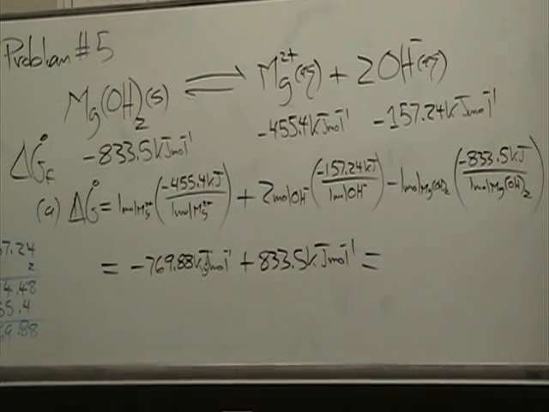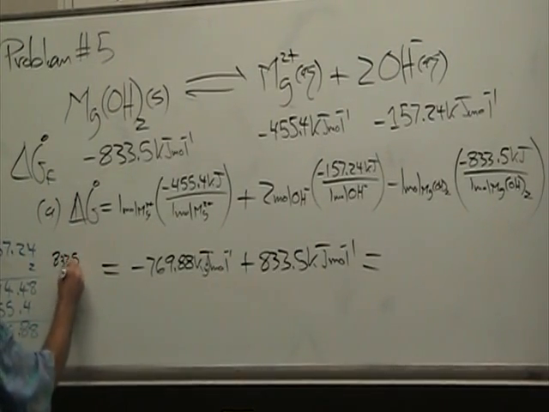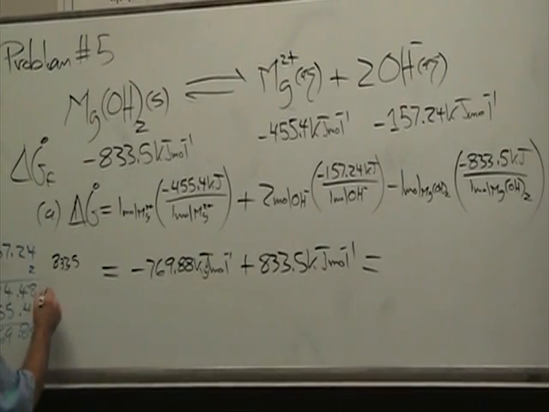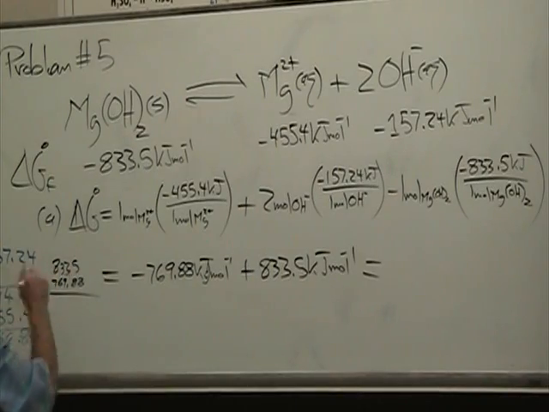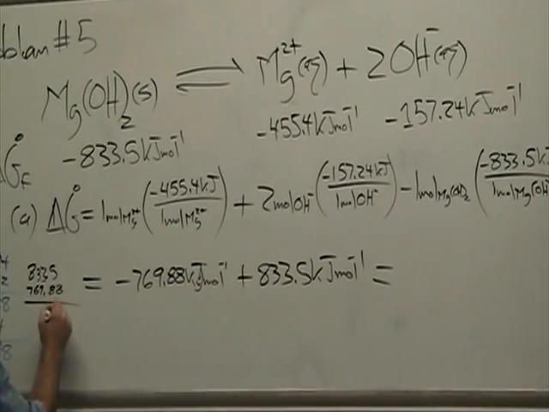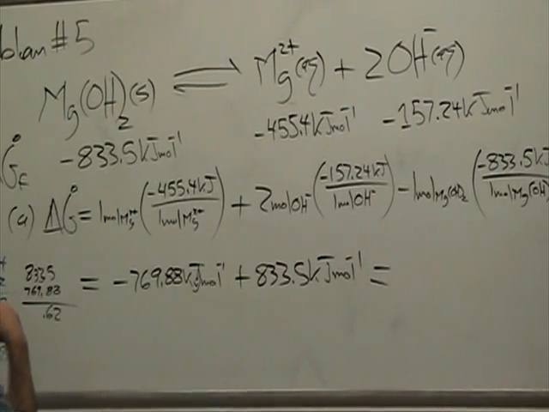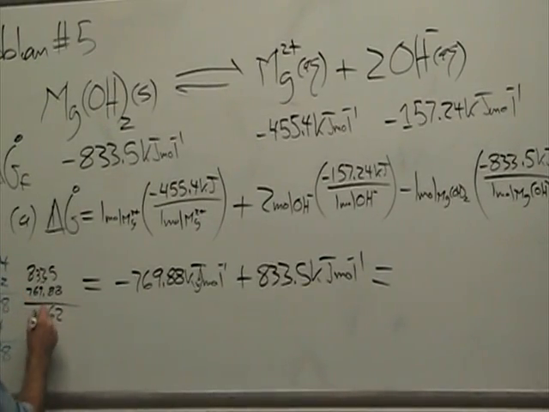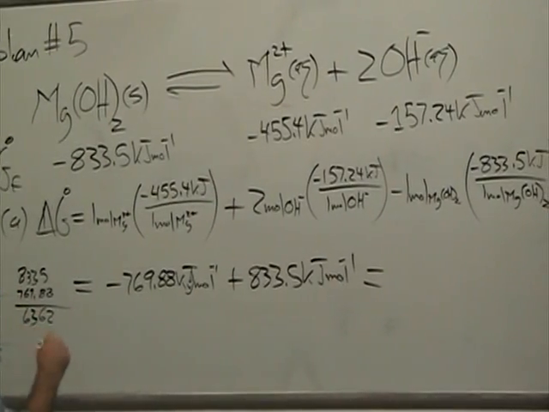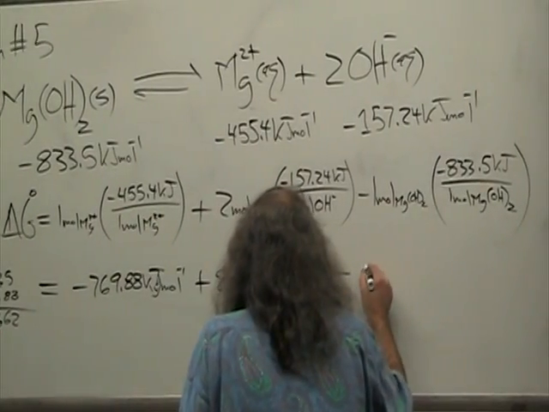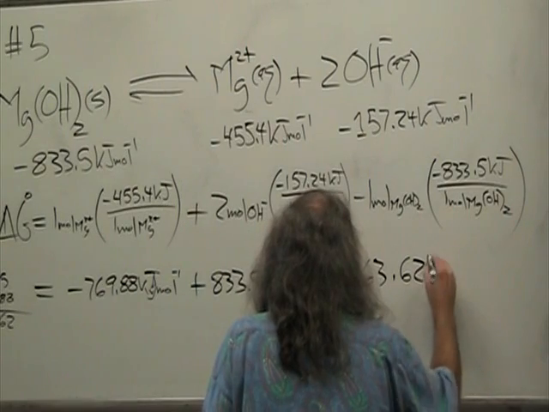I've got to go over and get my scratch paper out again. 833.5 and 769.88. 14 minus 8 is 6. 12 minus 9 is 3. 12 minus 6 is 6. So it equals 63.62 kilojoules per mole.